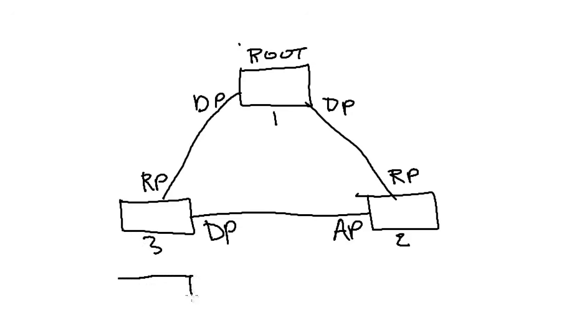Next to switch 3, we're going to connect switch 4. Switch 3 is going to have a designated port, but it's also going to have a backup port here. A backup port is a backup redundant path to a segment where another bridge port already connects. The backup port applies only when a single switch has two links to the same segment.